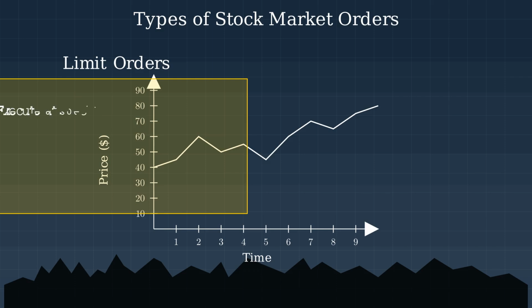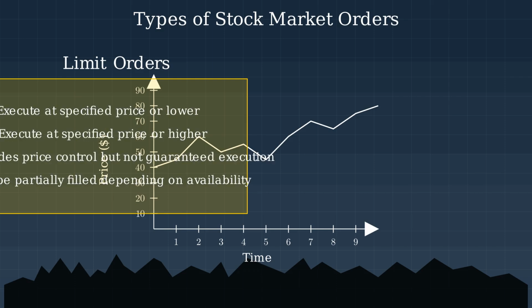Limit orders let you specify the maximum price you're willing to pay when buying, or the minimum price you'll accept when selling. For example, a buy limit order at $50 will only execute if the stock price is $50 or lower. This gives you price control but doesn't guarantee execution.